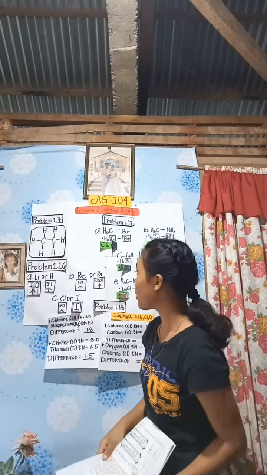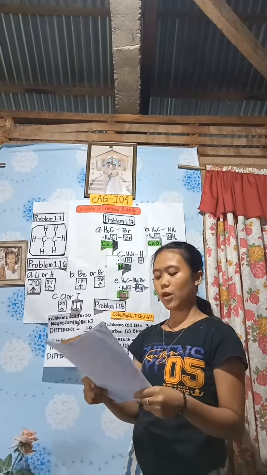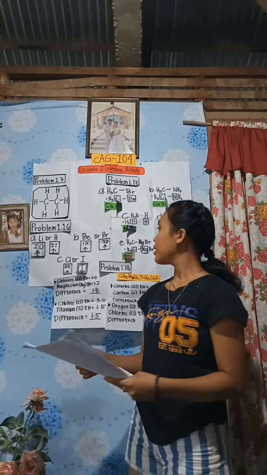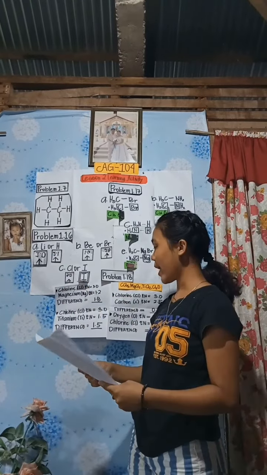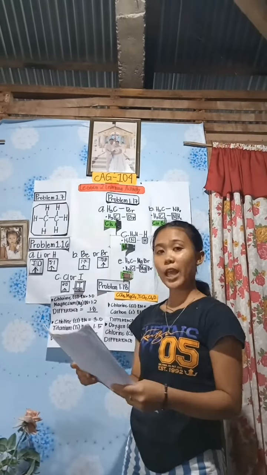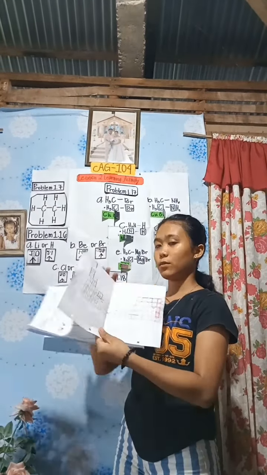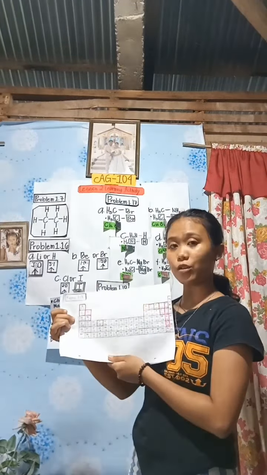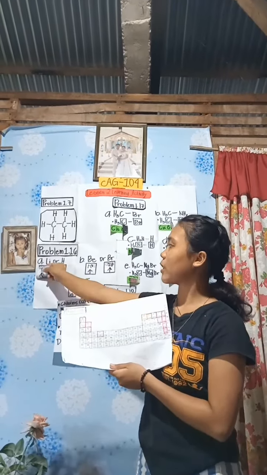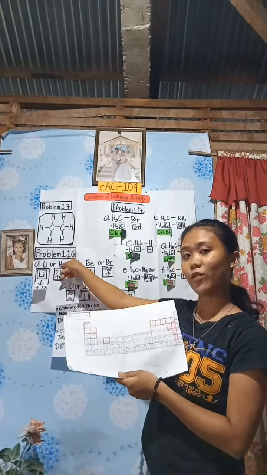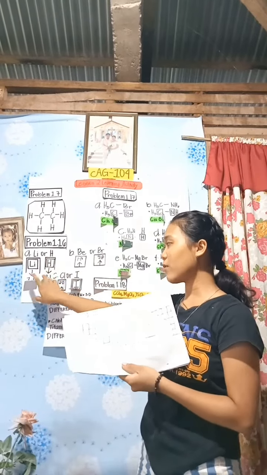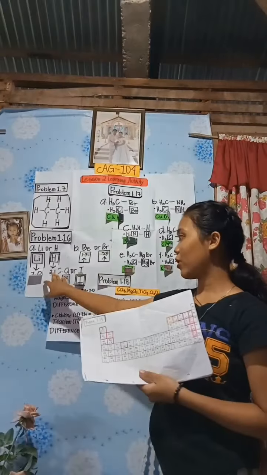So let's move on to problem 1.16. The question is, which element in each of the following pairs is more electronegative? Let's start with letter A, which contains the 2 elements, lithium and hydrogen. In order for us to determine which of the 2 elements is more electronegative, we have to use this table. As you can see in the table, lithium has an electronegativity value of 1.0, while hydrogen has 2.1. So it's obvious that hydrogen is more electronegative than lithium.